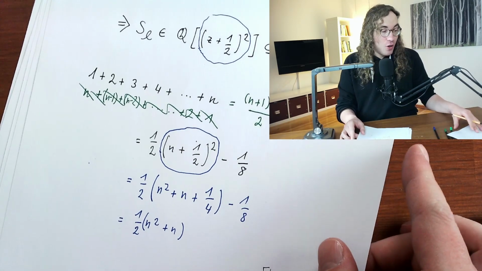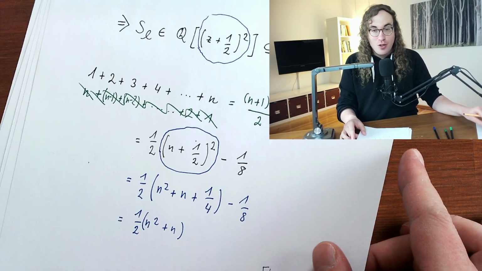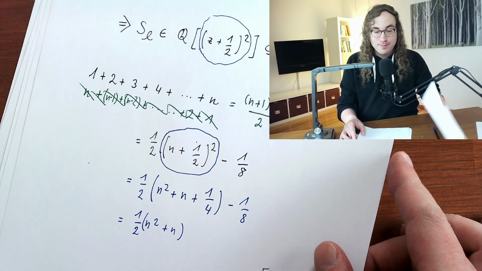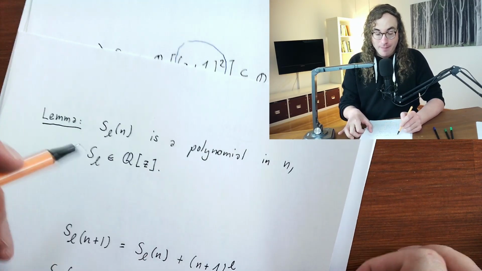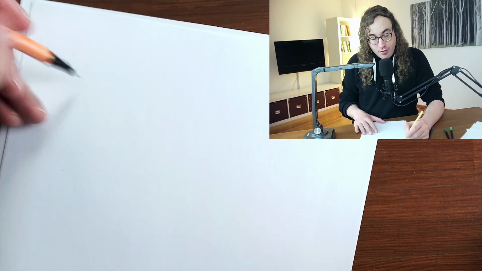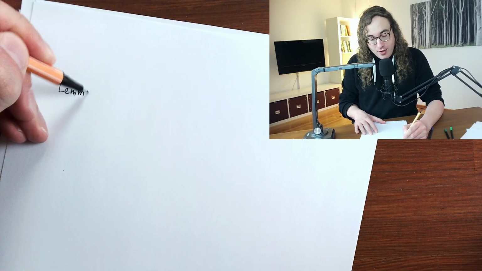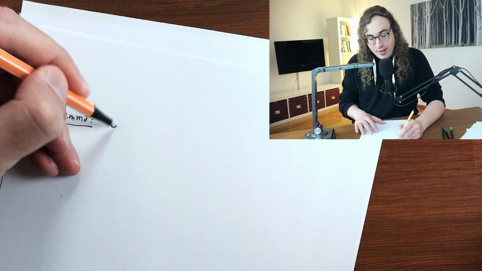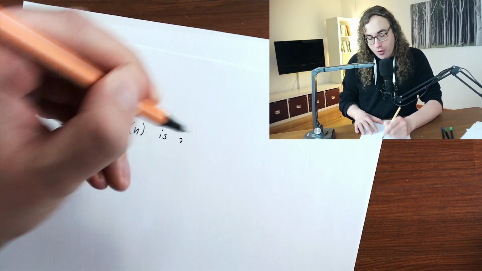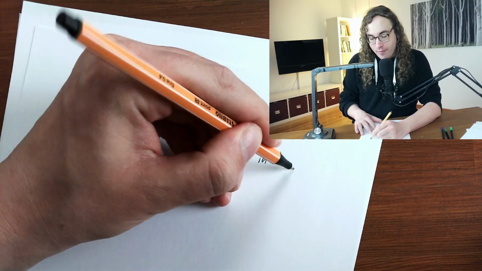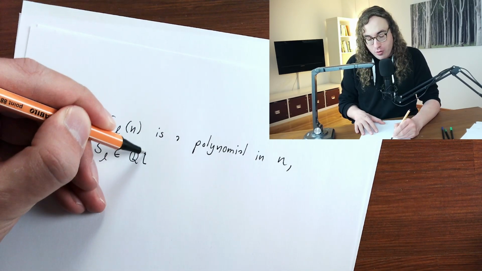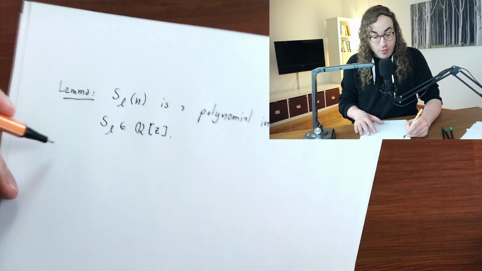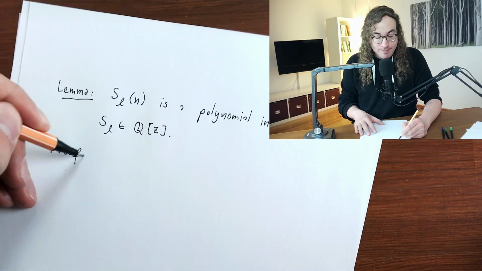Good. I still owe you a lemma, right? I still owe you the lemma to show that SL is actually a polynomial in n. Okay, so let me just write the lemma again. So the statement is that SL of n is a polynomial in n, a rational polynomial. So I can also write SL is an element of the rational polynomial ring in the variable z. The proof is actually very nice and not difficult at all.